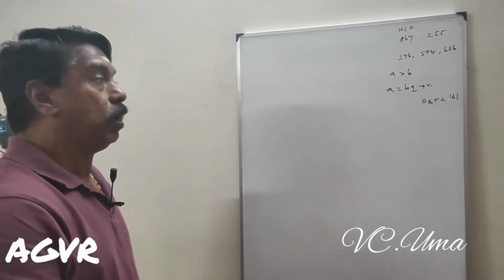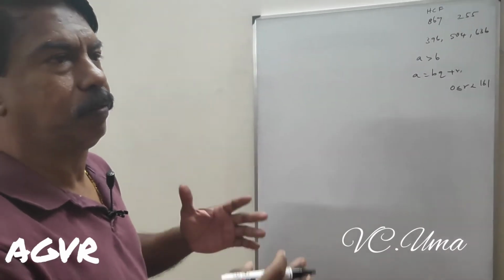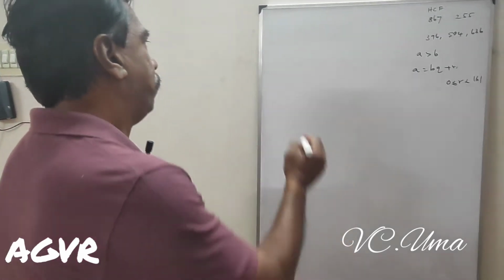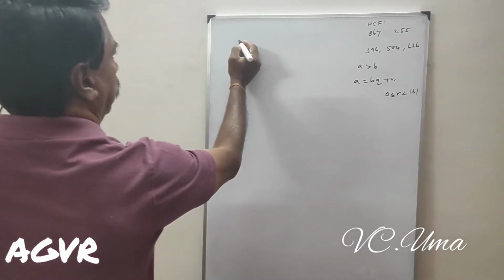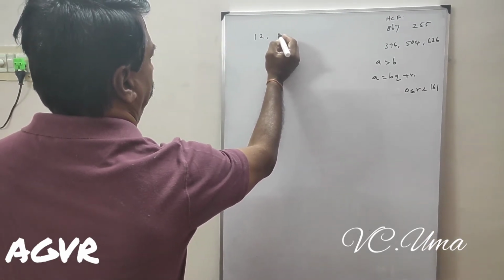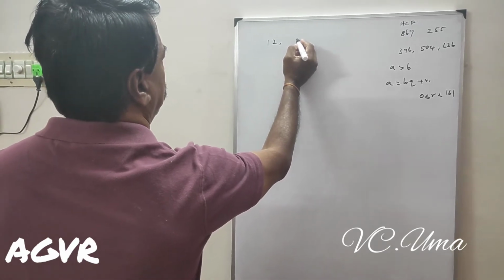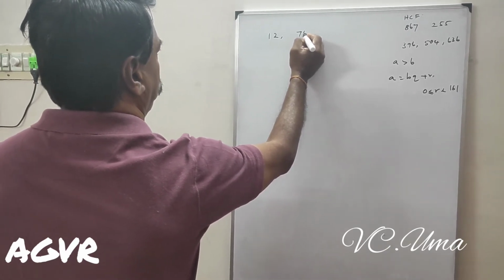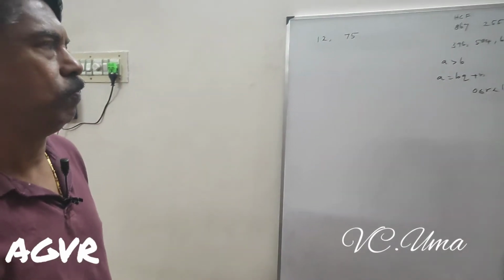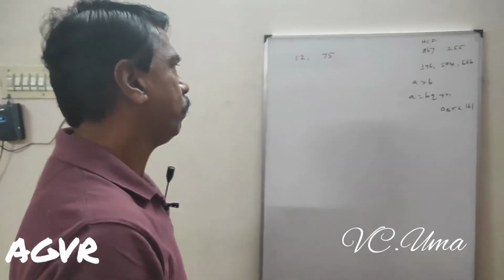Now, the division algorithm. An algorithm is a step-by-step repeated procedure to find the solution to a given sum. For example, if you want to find the GCD of 12 and another number, we take 12 and 75. How do we find the HCF of 12 and 75? This is very simple, I will explain.